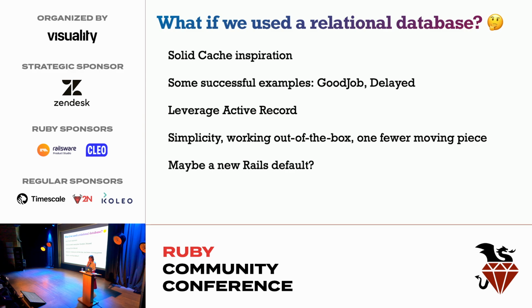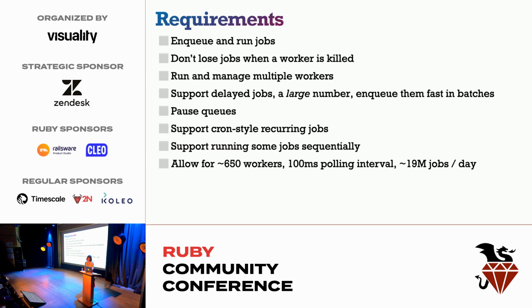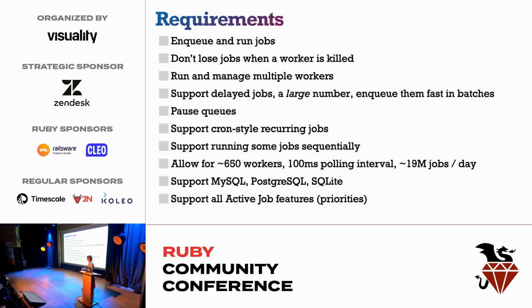Okay, so if we wanted to achieve all this, to be a new Rails default, we had to first support the 3 databases that Rails supports officially. And we also needed to support all Active Job features as well, which in our case only means priorities. It was the only feature that we weren't using and that Resque actually doesn't support. But if we wanted to aim to be a new Rails default, we wanted to have those 2.